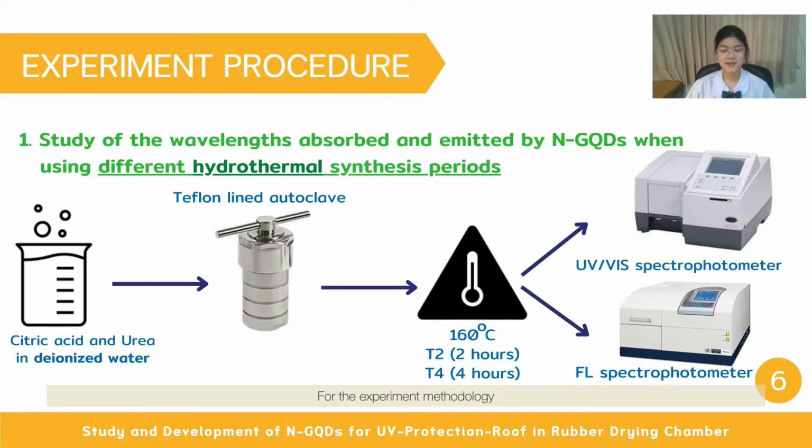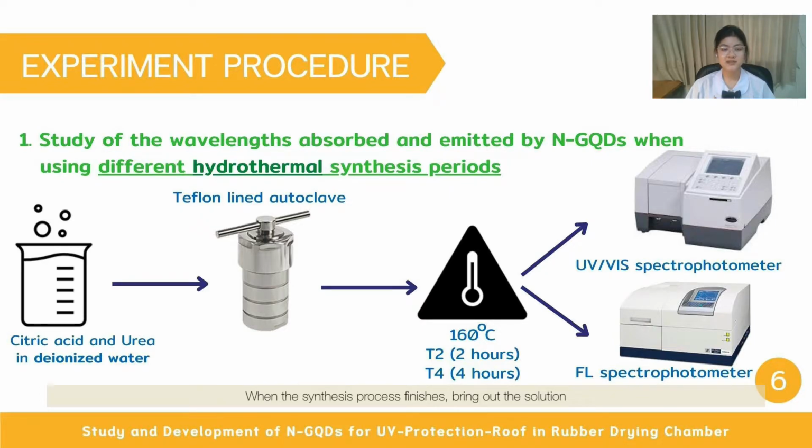For the experiment methodology, the first objective is the study of the wavelength absorbed and emitted by nitrogen-doped graphene quantum dots when using different hydrothermal synthesis periods. We started by synthesizing nitrogen-doped graphene quantum dot particles using citric acid and urea. Both chemicals were added to the deionized water, and it was stirred until the solution was fully dissolved. Then, add the prepared solution into a Teflon-lined autoclave and heat.